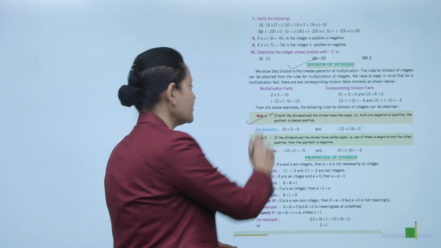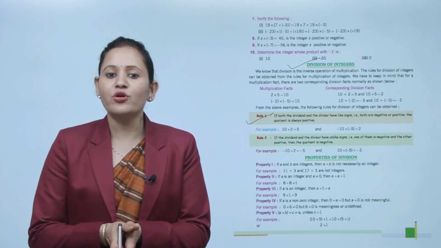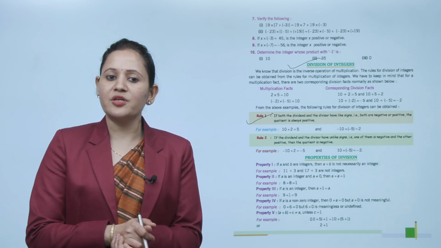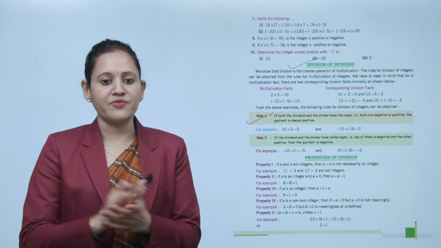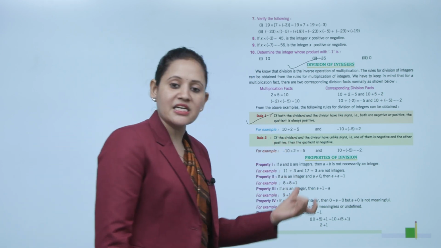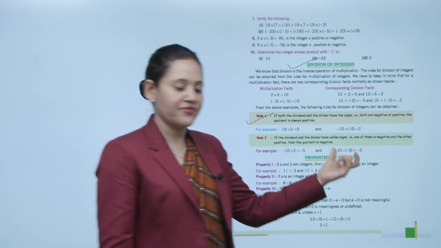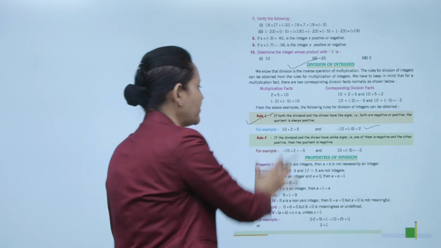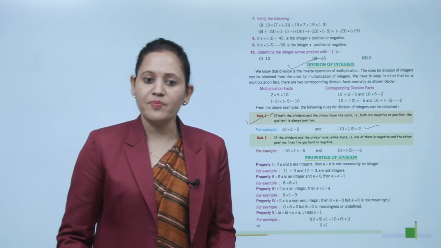Rule number 1. If both the dividend and divisor have like signs, both negative or both positive, the quotient is always positive. Like here, 10 divided by 2 is 5, and minus 10 divided by minus 5 equals 2. Here both are negative, here both are positive, so the quotient will be positive.